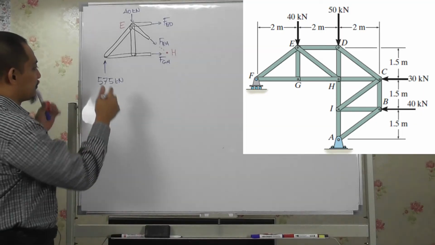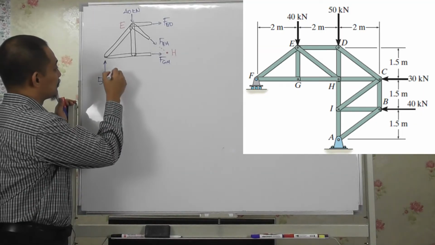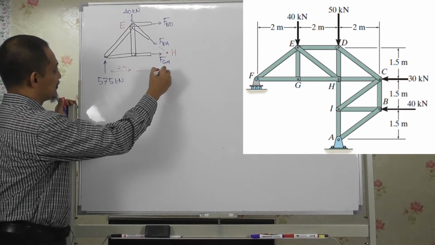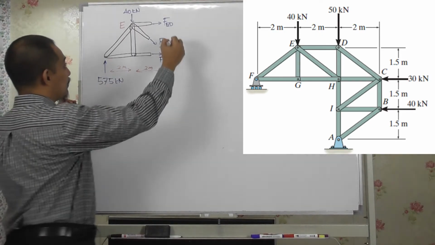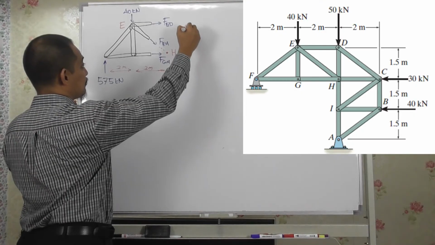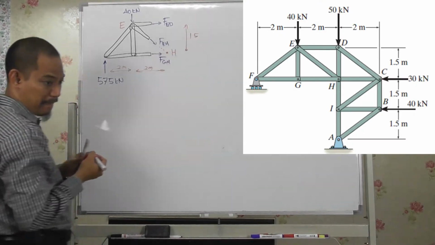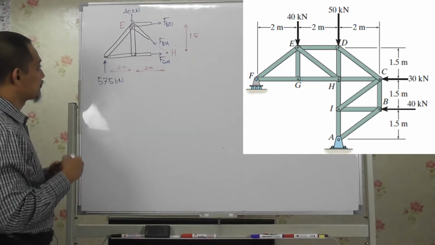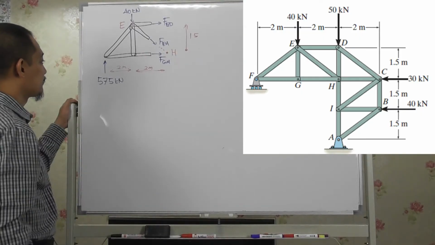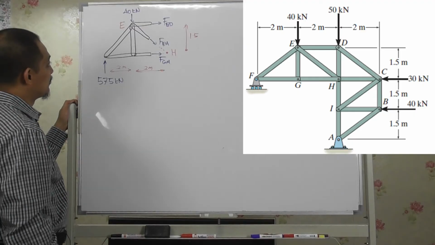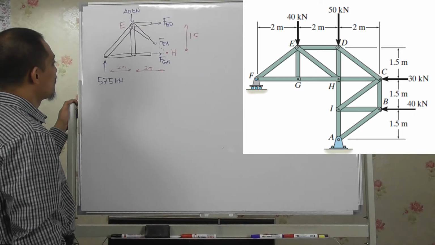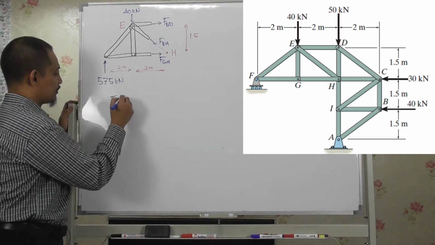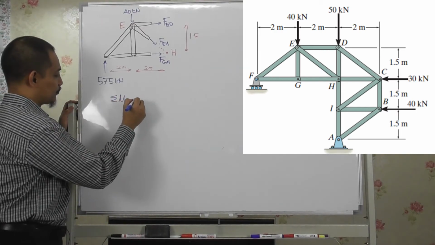Okay, so the dimension here is 2 and 2, right? So this is 2 meter. Okay, my ink is almost out, and this height is 1.5, is it? Okay, so let's, which one is easier? Okay, let's try taking summation of moment about point E equal to 0.